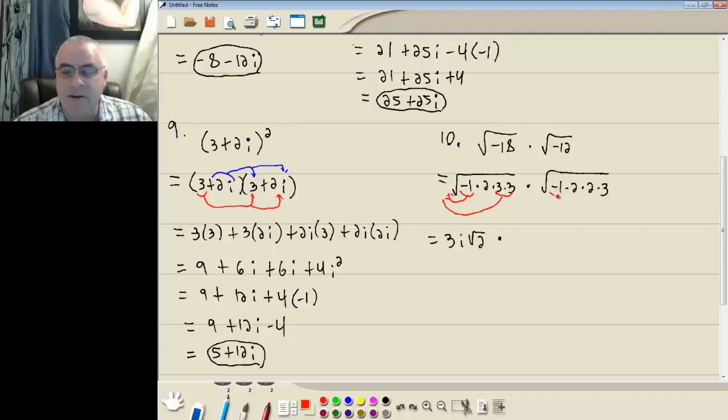Now our second one here, again, -1 inside of a square root comes out as an i, and a pair of 2's. This pair of 2's comes out as a single 2. So that's going to give us 2i square root of 3.